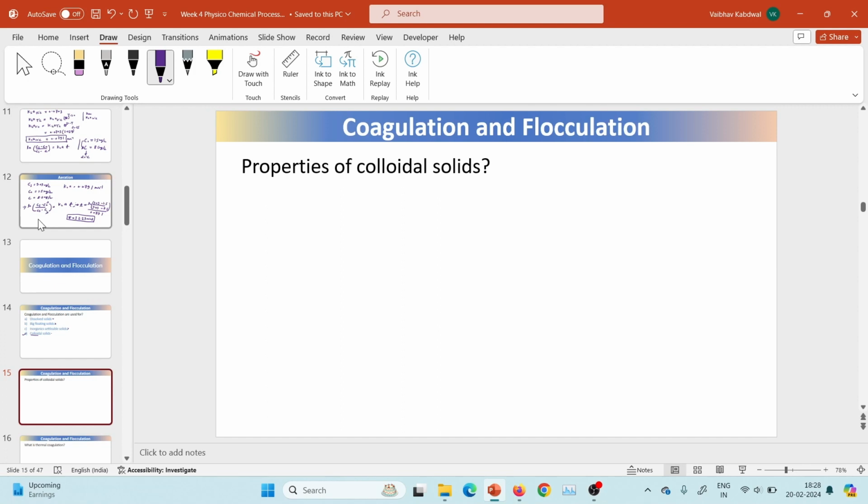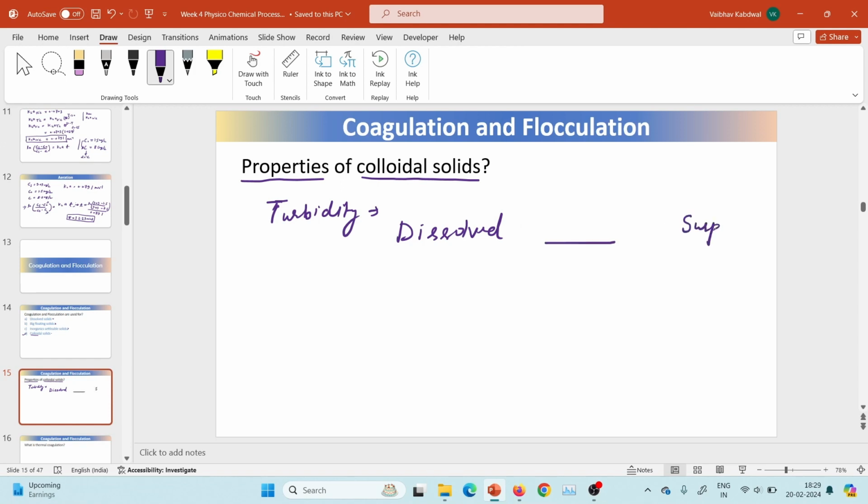So what are the properties of colloidal solids? Think about what colloidal solids are and where we studied them. In turbidity we studied about these solids. These solids lie in the range between dissolved solids and suspended solids.